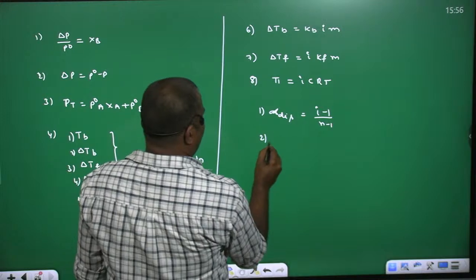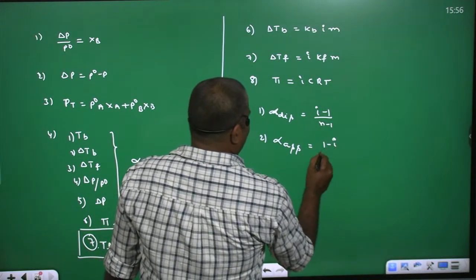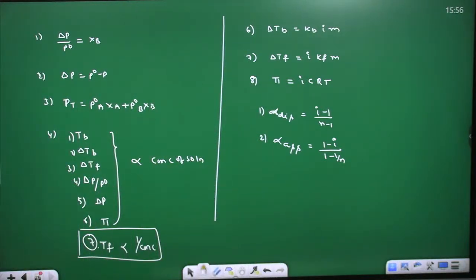If you need to find alpha association, the formula is 1 minus I by 1 minus 1 by N. That is for dissociation and association formulas. This is solutions. And only 2 chapters we have: chemical kinetics and electrochemistry.